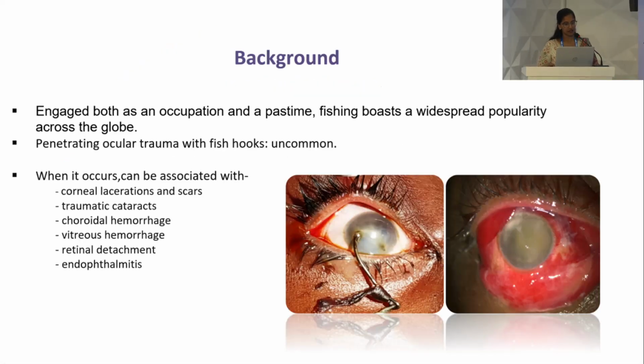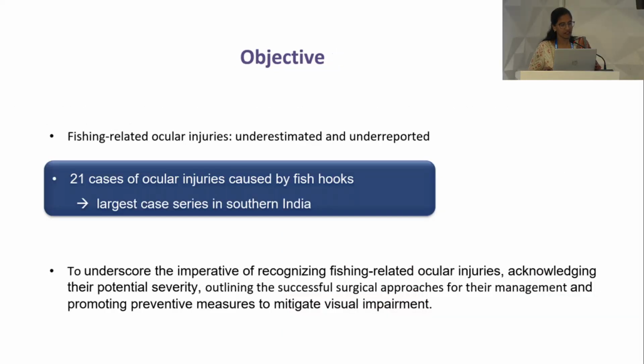Engaged in both as an occupation and a pastime, fishing boasts widespread popularity across the globe. Penetrating ocular injury with fish hooks is usually uncommon, but if it occurs, it is associated with corneal lacerations, traumatic cataracts, choroidal hemorrhage, vitreous hemorrhage, retinal detachment, and endophthalmitis. Usually, fishing-related ocular injuries are underestimated and underreported.